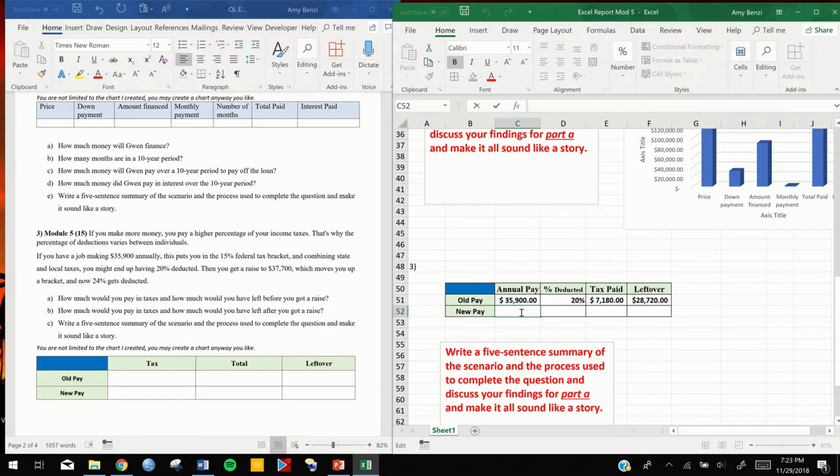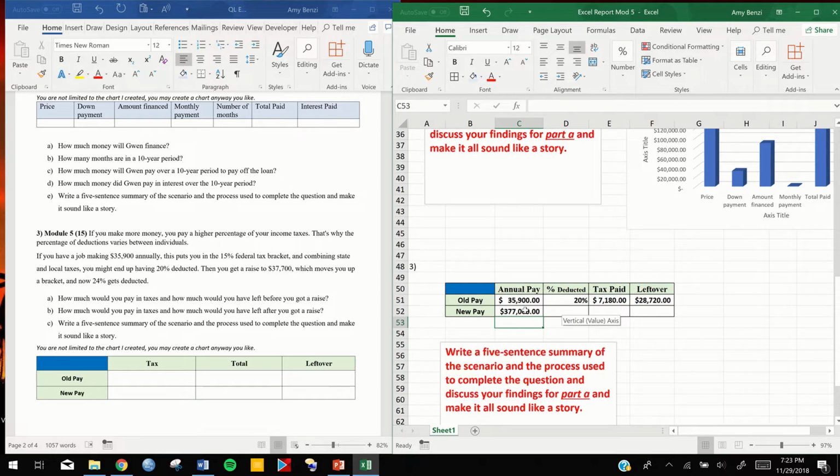All right, so here let's see what happens after we get a raise. We have 37,700. Wow. Man, I wish that was my pay. Could be if I worked harder, right? All right, and then how much is going to be deducted now? 24%? Oh, I wrote 24, and 24% is written as 0.24. I guess initially I should have put in 0.24, but now that the percent sign is there, I can put in the 24.